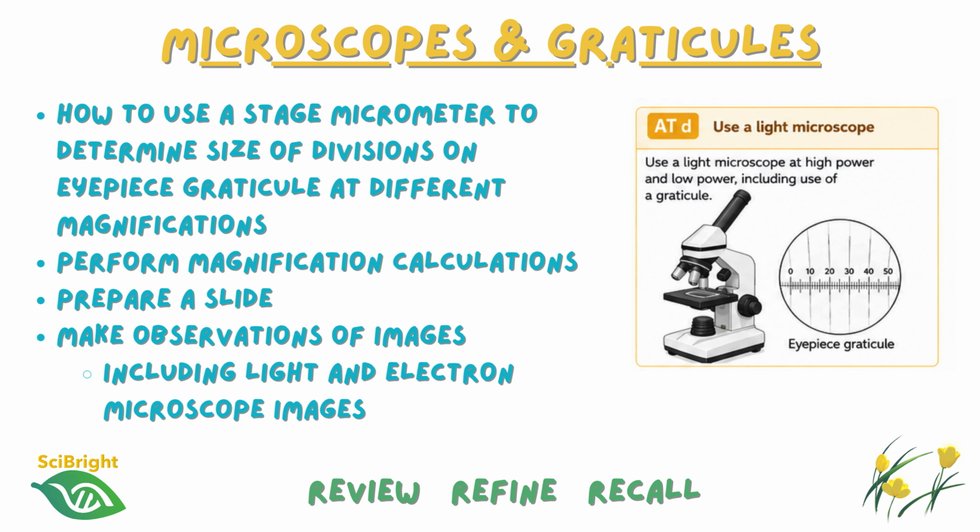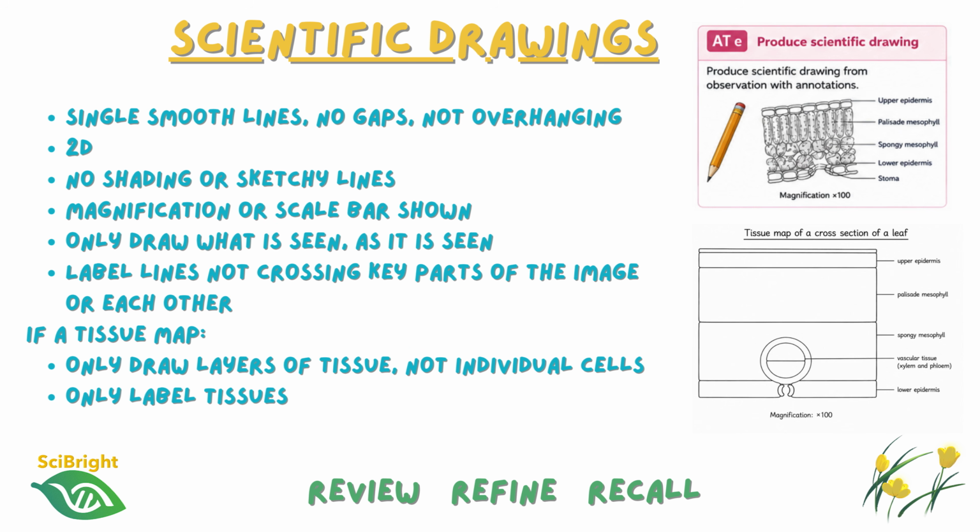ATD is the use of a light microscope at both low and high power, including the use of an eyepiece graticule and a stage micrometer. You should be able to calculate magnification, determine actual size, and describe how to calibrate the eyepiece graticule using the stage micrometer. Some other maths you might need to do relating to this skill is calculating stomatal density. Again, check out the video below for more guidance on the maths.